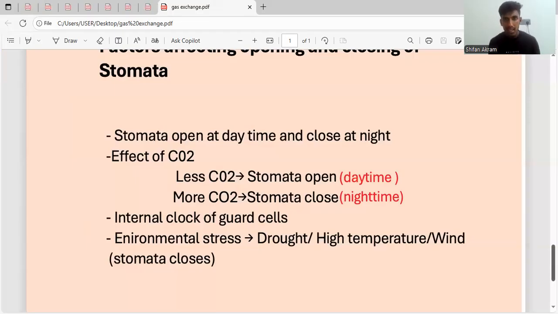No more, no less, because every detail in gas exchange is explained here.